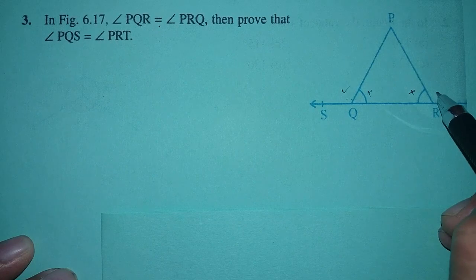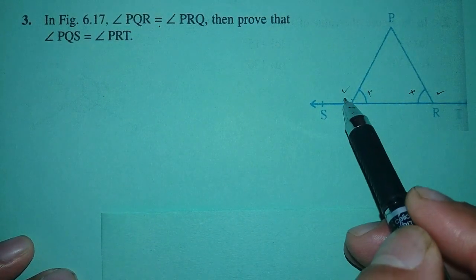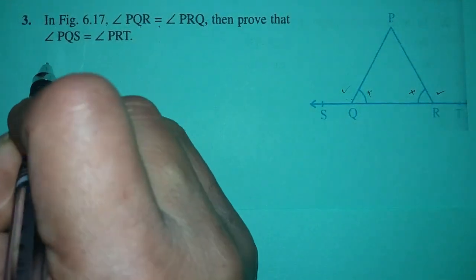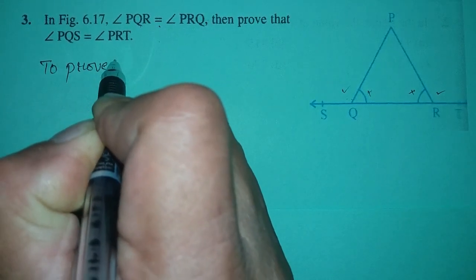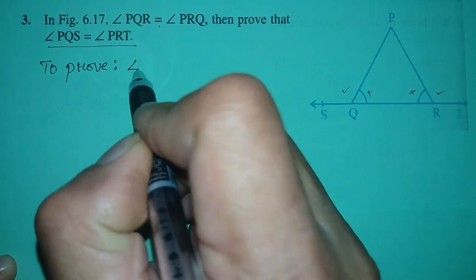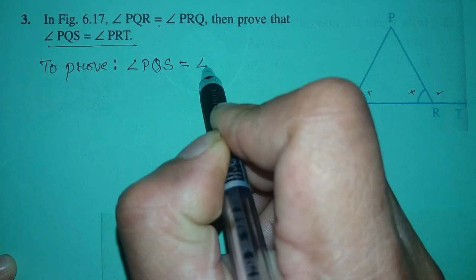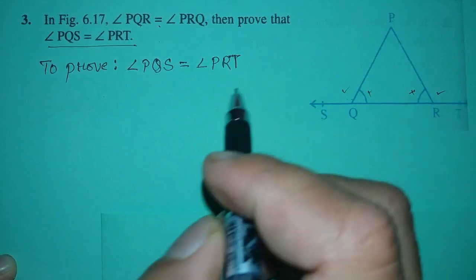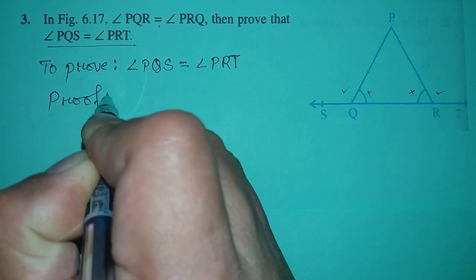So this is the angle. Now what we're going to do is we are going to prove that these two angles are equal. So here, to prove is angle PQS is equal to angle PRT. Now let's see how to prove this one.